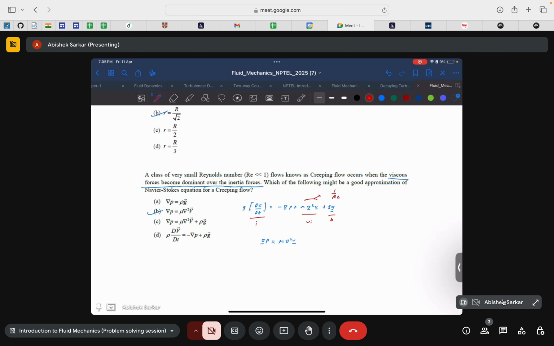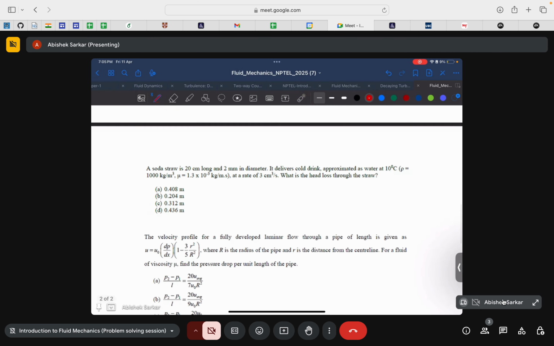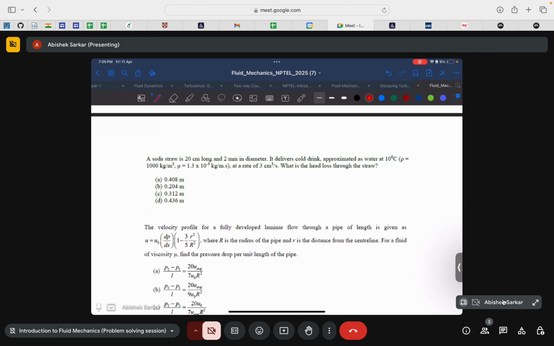Let us now look into the next question. We have the question as a soda straw. A soda straw is 20 centimeter long and 2 millimeter in diameter. It delivers cold drink approximated as water at 10 degrees Celsius, where density is 1000 kg per meter cube and mu is 1.3 × 10⁻³ kg per meter per second, at the rate of 3 centimeter cube per second. What is the head loss through the straw? Just look at the question.